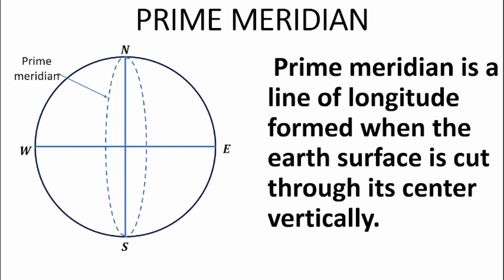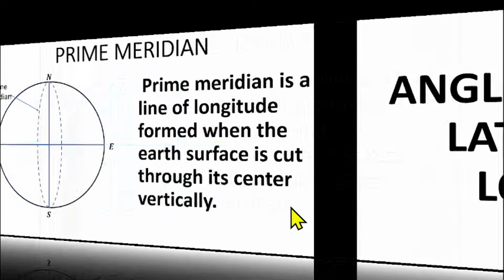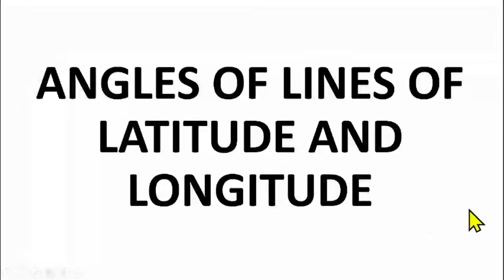Don't forget that the equator is a line of latitude, but it passes through the center of the Earth horizontally, while the prime meridian is a line of longitude, but it passes through the center of the Earth vertically. So the prime meridian also has the radius of the Earth as well. So that is that on the prime meridian and the equator.